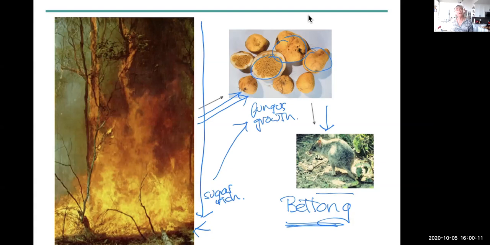And it was only discovered by studying the system, studying the population of bettongs, the population of the fungus, and controlling the fires and where they occur.